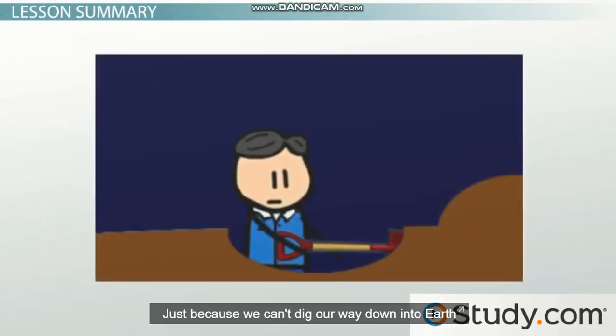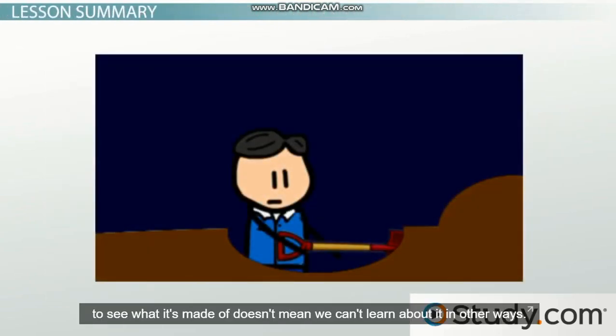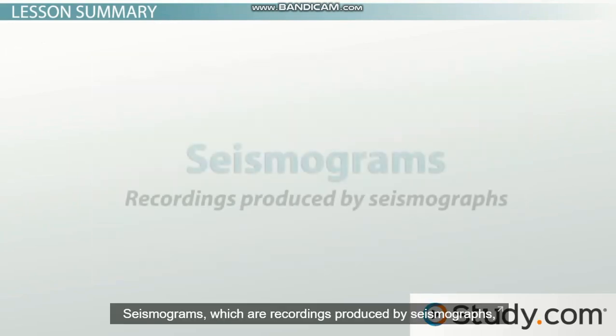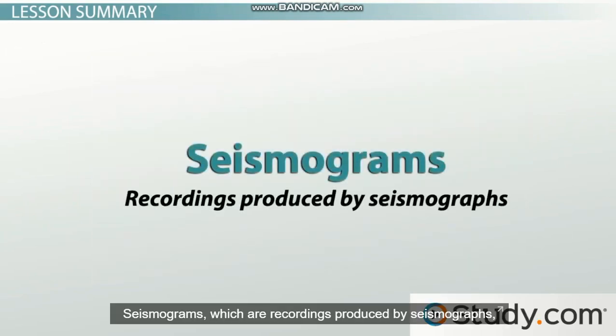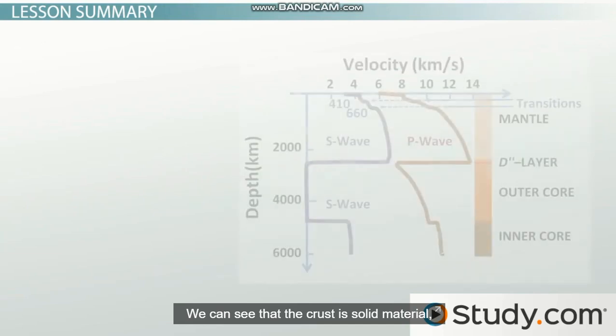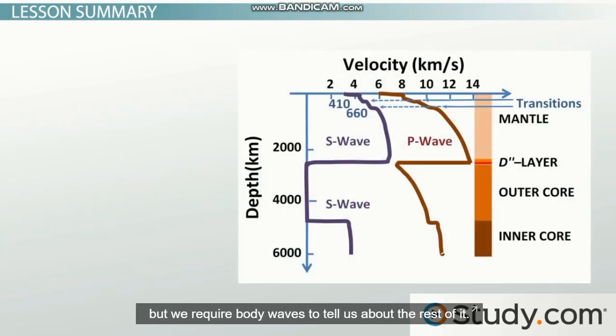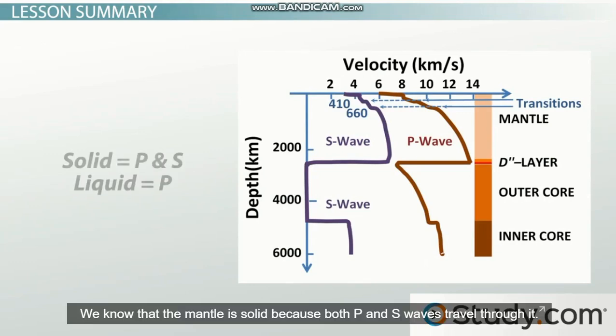Just because we can't dig our way down into Earth to see what it's made of doesn't mean we can't learn about it in other ways. Seismograms, which are recordings produced by seismographs, are the main way that scientists know what Earth's interior is made of. We can see that the crust is solid material, but we require body waves to tell us about the rest of it. We know that the mantle is solid because both P and S waves travel through it.